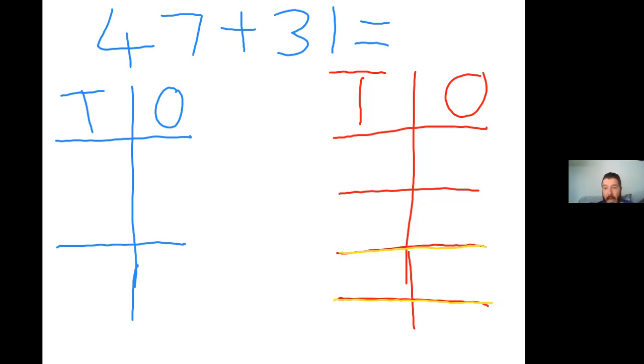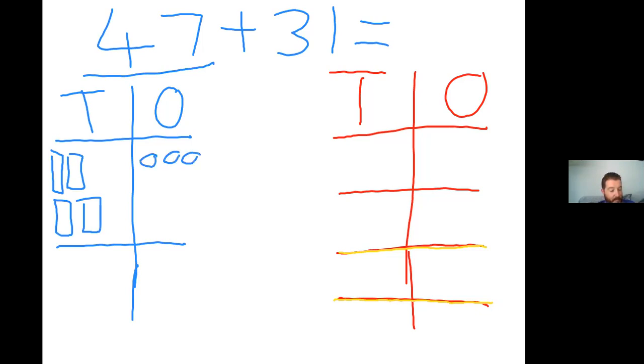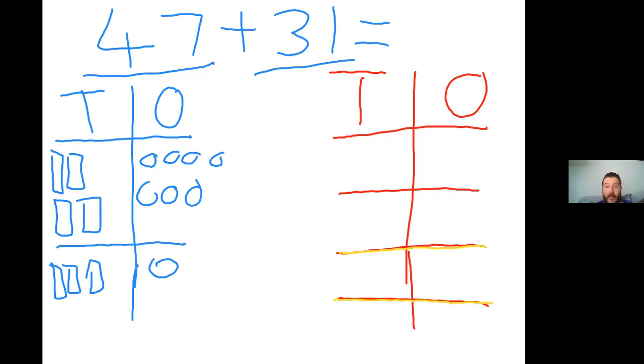Right. Okay. 47 add 31. So first number is 47. So how many tens? 4. 1, 2, 3, 4. How many ones in 47? 7. 1, 2, 3, 4, 5, 6, 7. Did you get that part right? Then we need to add 31, don't we? So how many tens in 31? 3. 1, 2, 3. And then how many ones? 1 in 31. Okay, we've done all that part.